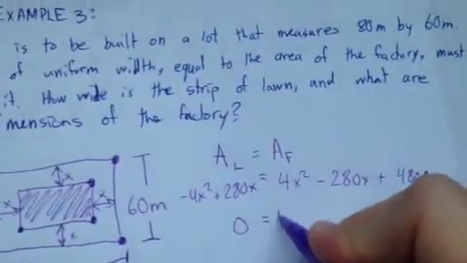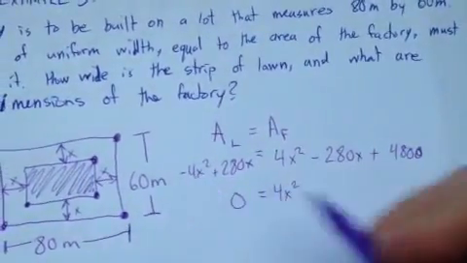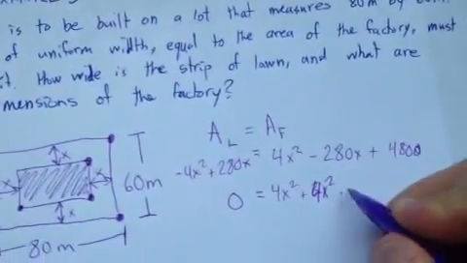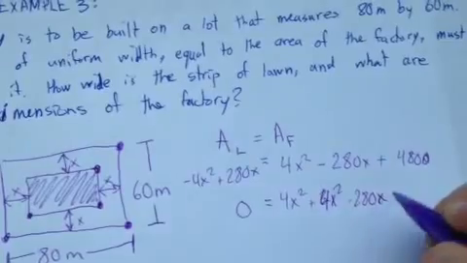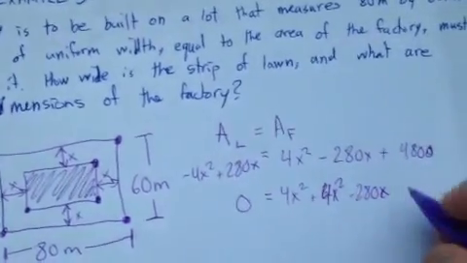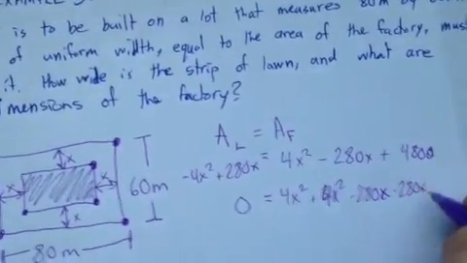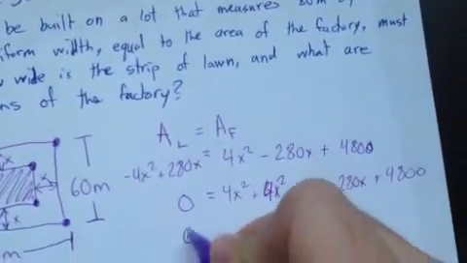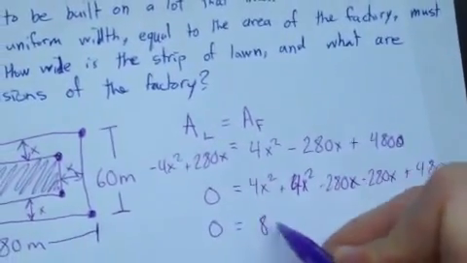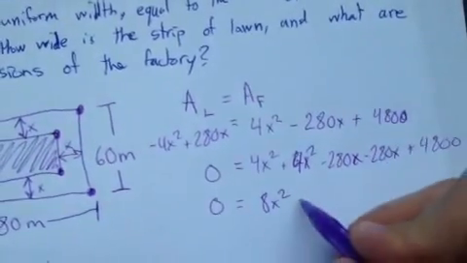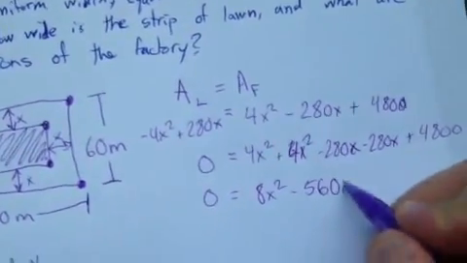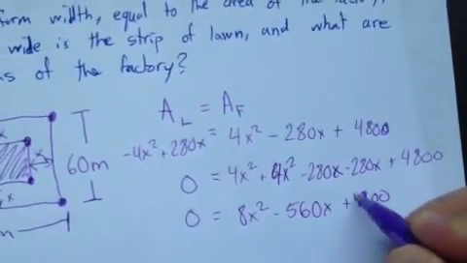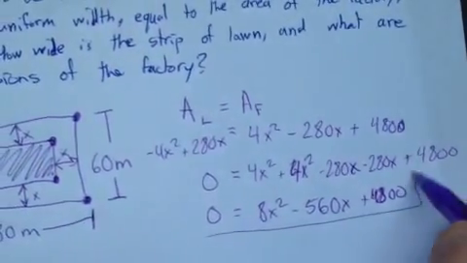So I'm going to have 4x squared. I'll bring that negative 4x squared to the other side to be positive 4x squared. I have negative 280x. I'll bring this 280x to this side to become negative 280x. And then I have plus 4800. So continuing this, I'm going to have 8x squared. That minus that is negative 560x plus 4800. Okay? And so I am trying to solve for this.